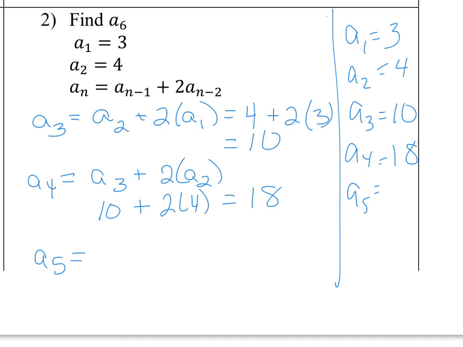Sub 5, 1 back of 5 is 4. And 2 times 2 back, 5 minus 2 is 3. So a sub 4 was 18. And a sub 3 is 10. So it's plus 2 times 10. So that's 20, 38.